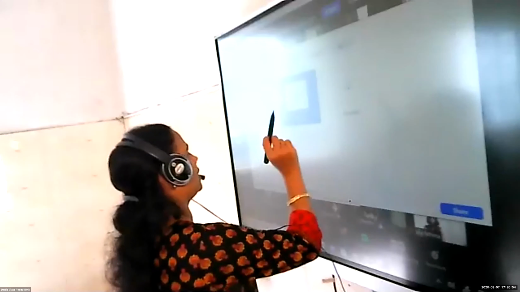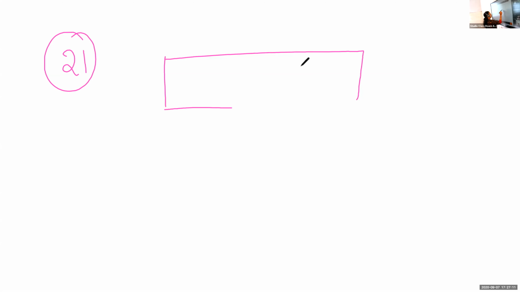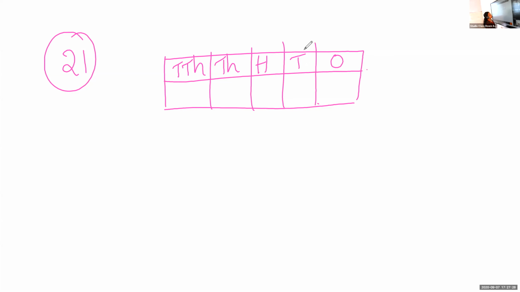So all the children, you will draw one place value chart in question number 21. I'm going to draw one place value chart. That will help me to identify my number. Ones, tens, hundreds, thousands and ten thousands. And we are going to place the numbers inside. So Janvi told me the ones digit is 1.